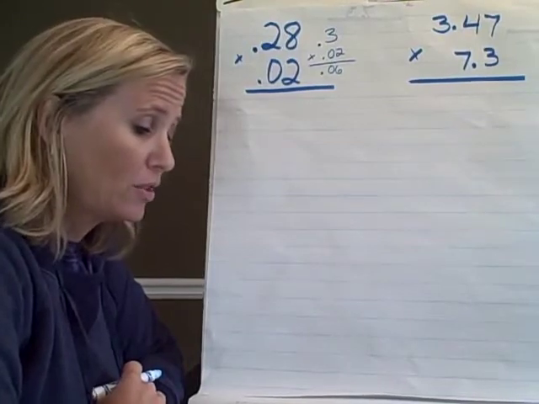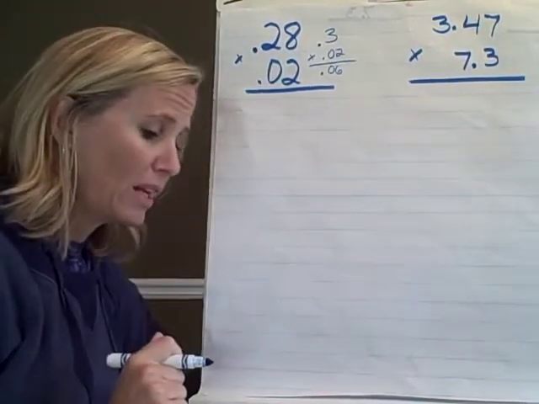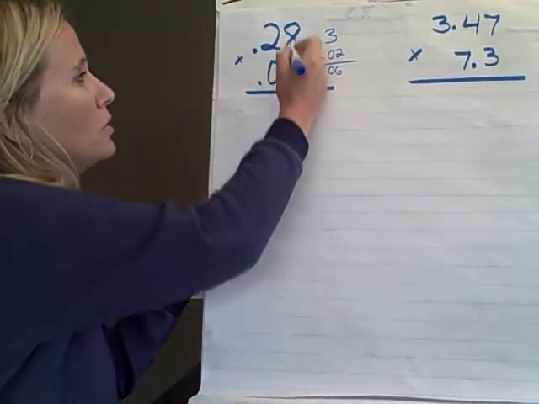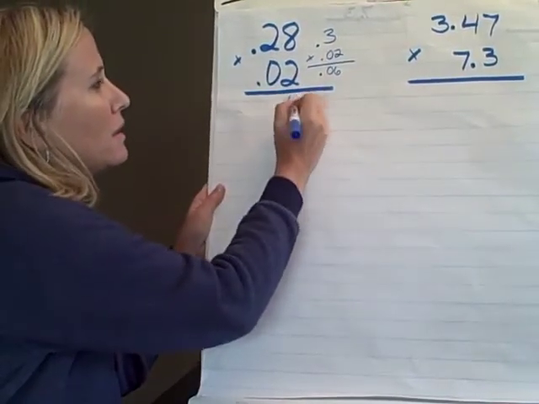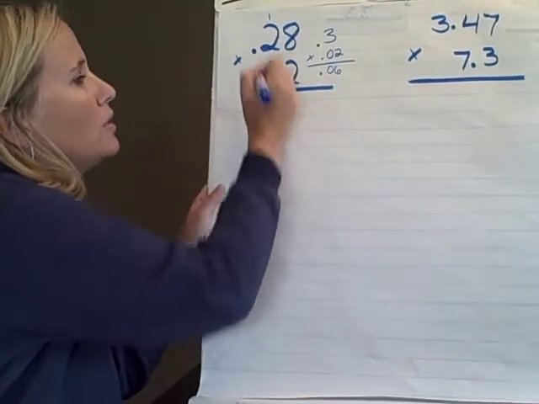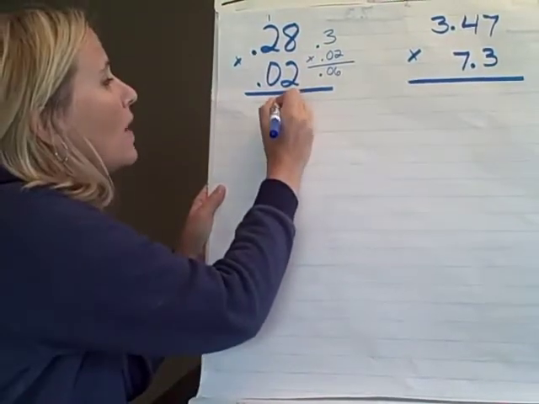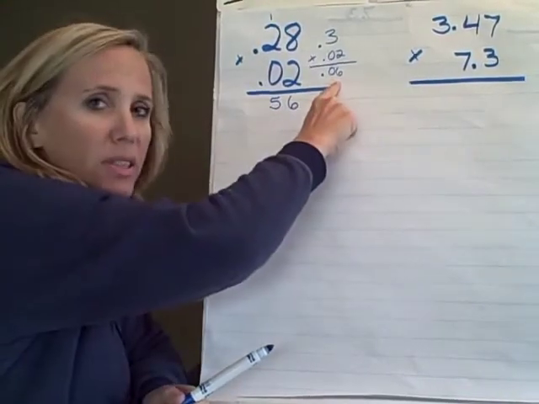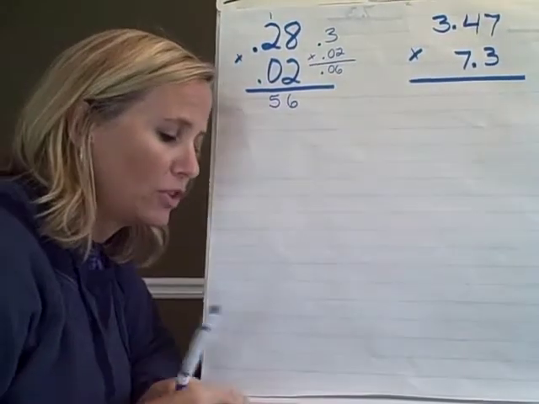All right, so I lined it up vertically. I estimated. Now I'm going to multiply like there is absolutely no decimal. 2 times 8 is 16. Put the 1 up here. 2 times 2 is 4, plus 1 is 5. My answer is 56. That's not even close to 6 hundredths, so let's see what I have to do.